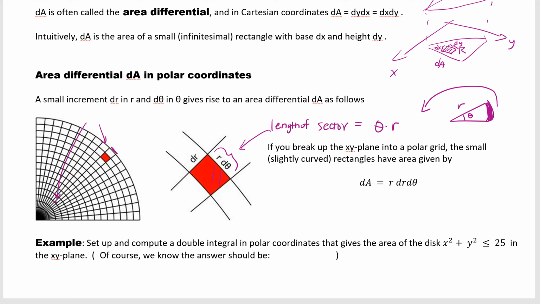Okay, and we usually put the dr and d theta at the end, so we move the r in front. That's why our area differential in polar coordinates equals r dr d theta. So far so good, everybody?